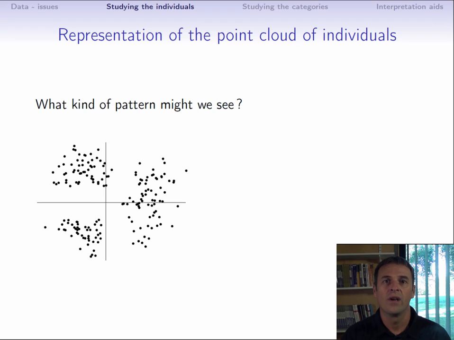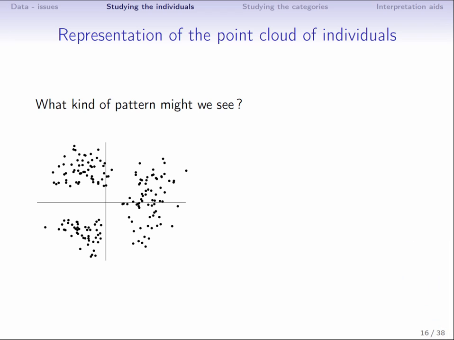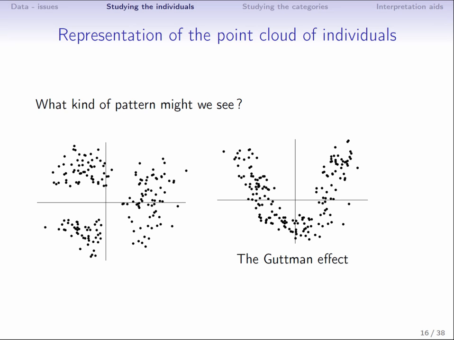This is why it's always important to first look at the general shape of the point cloud of individuals, even if we end up simply concluding that it's an entirely unremarkable point cloud, showing nothing out of the ordinary. Here is another example of a point cloud of individuals with a quite particular shape, which comes up quite often in MCA, a horseshoe shape. This is known as the Guttman effect or the horseshoe effect.